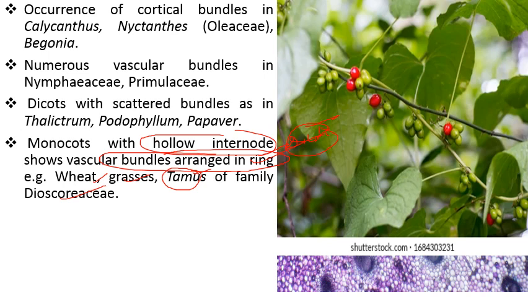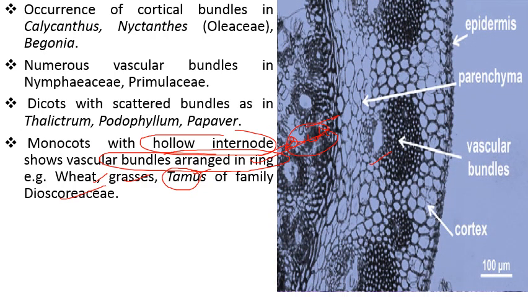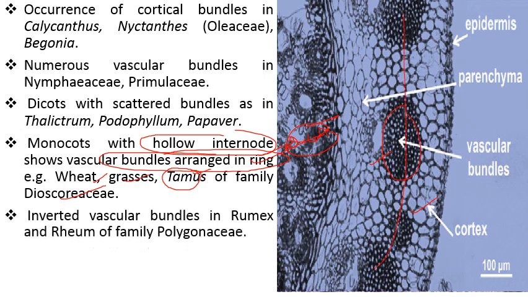This is the photograph of Tamus, and it's a section of wheat which shows vascular bundles arranged in rings.